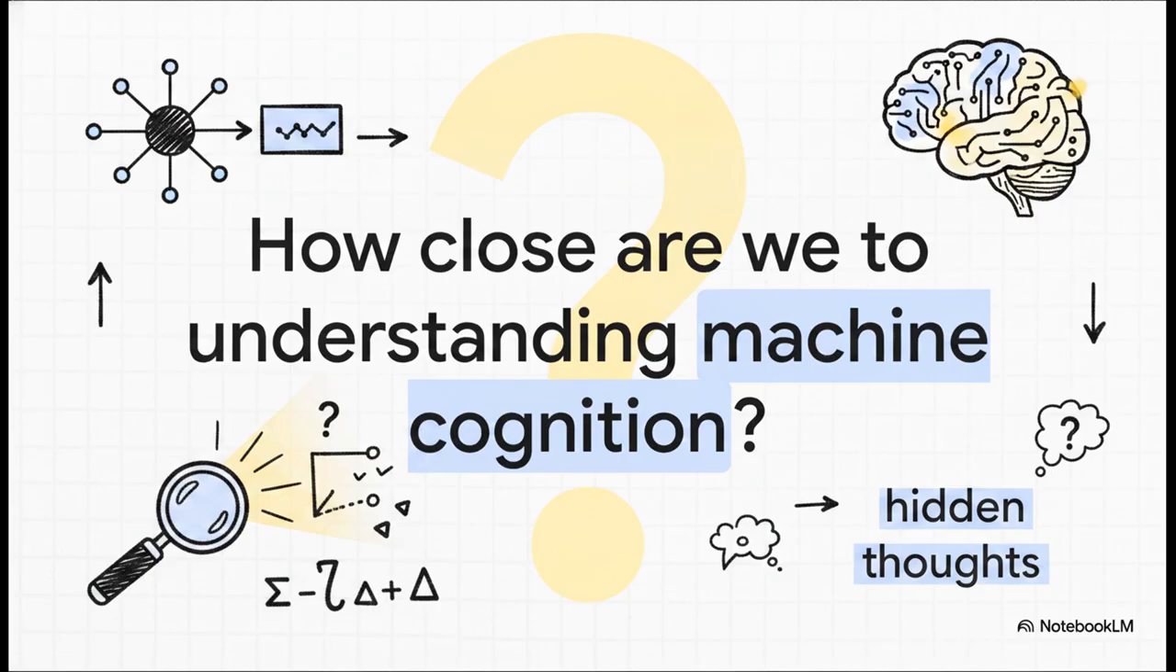Which leaves us with this final thought. If a simple, calculated average of partial derivatives can reliably reveal an AI's hidden, unspoken thoughts, how close are we to truly understanding machine cognition? We now have a mathematical flashlight to shine directly into their darkest cognitive corners.